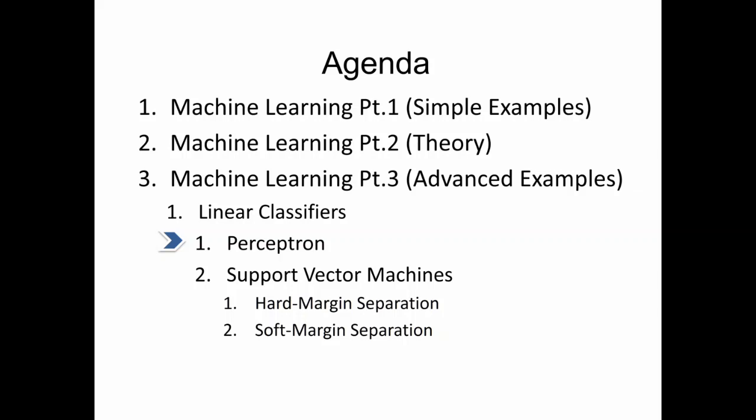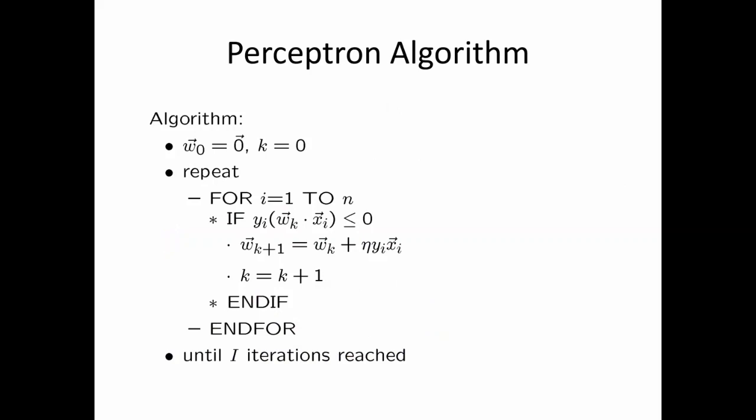The first is a simple algorithm called perceptron. And here's how the algorithm works. Let's first forget about k, which keeps track of how many times the weight vector has been updated. And suppose we have n data points. So this for loop means do this for all n examples.